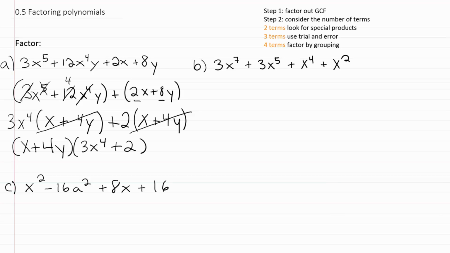Let's look at example B now. For example B, it's the same thing. We look for a GCF. At this point, I think I do see a GCF that's common to everything. I can certainly pull out an x squared from every term, so I'm going to try that first. I take out an x squared.